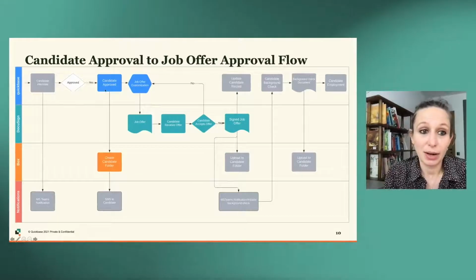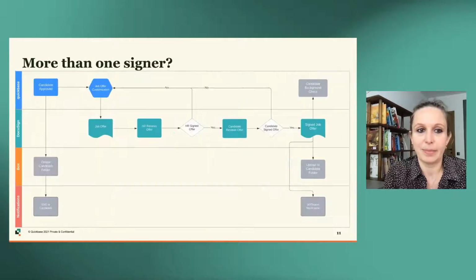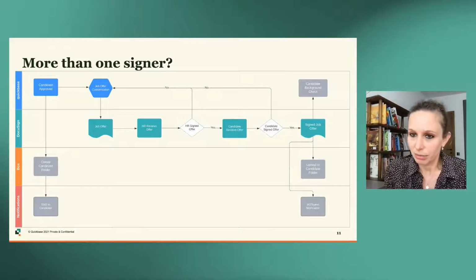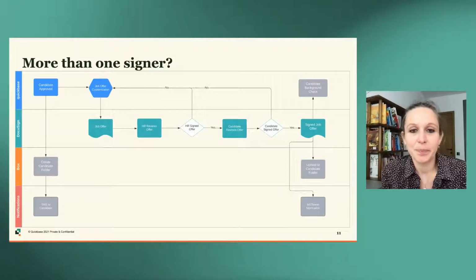So whenever, again, a candidate passes the interview, the status in Quickbase is updated, triggering the process of a custom job offer creation. Then it's being sent over via DocuSign for approval. The document creation and execution could be just one step more complicated.